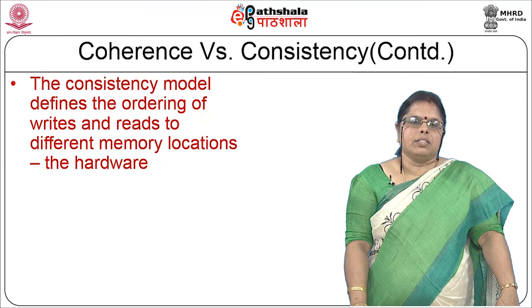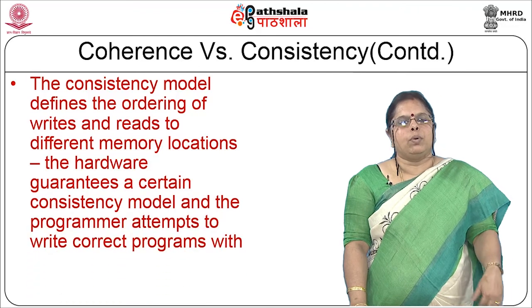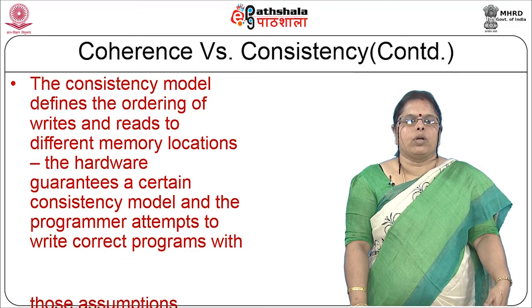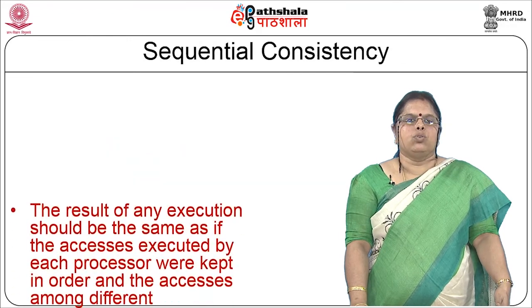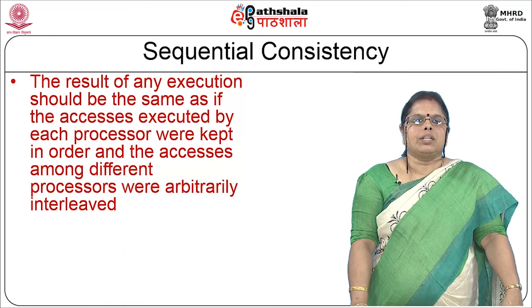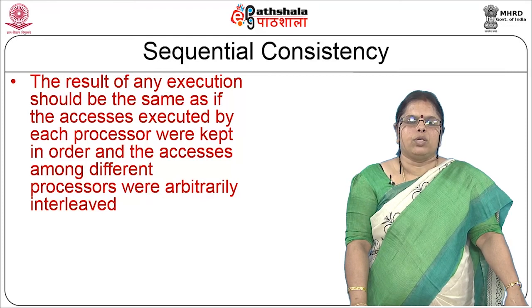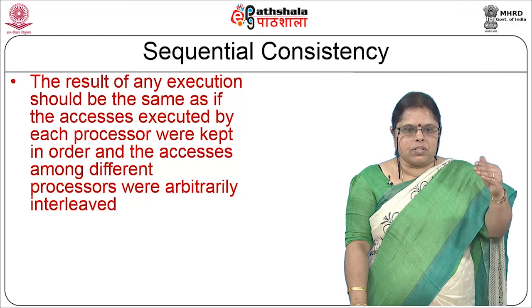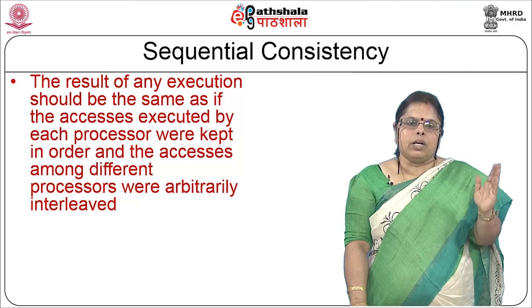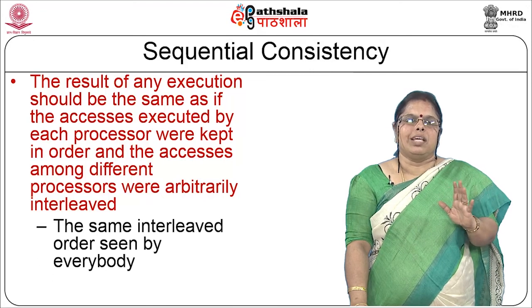Recall that coherence guarantees that a write will eventually be seen by other processors and write serialization will happen. Whereas when you are looking at consistency, the consistency model defines the order of writes and reads to different memory locations. The hardware guarantees a certain consistency model, and the programmer attempts to write correct programs with this assumption. The most stringent of consistency models is sequential consistency. In this case, the result of any execution should be the same as if the accesses executed by each processor were kept strictly in order, and the accesses among different processors can be arbitrarily interleaved, and the same interleaving order is seen by everybody.